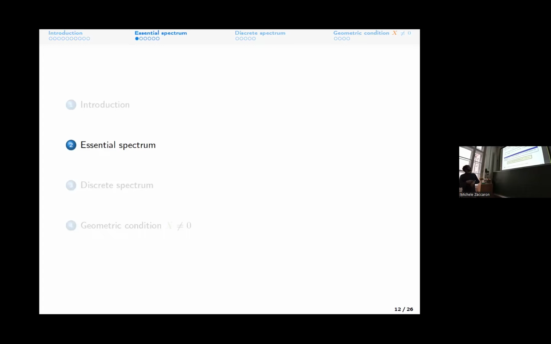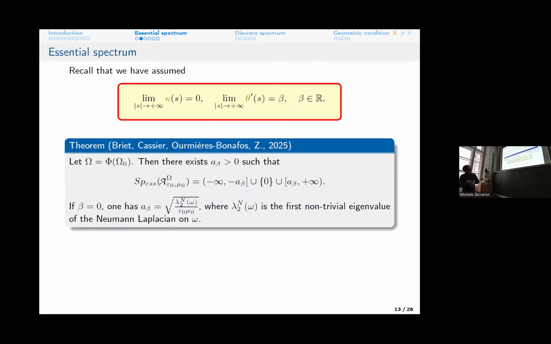And now I'll talk to you about the first main result concerning the form of the essential spectrum of the Maxwell operator. Our waveguide bends and twists, but at infinity we assume that it's asymptotically straight and with a constant twist at infinity, at each end.